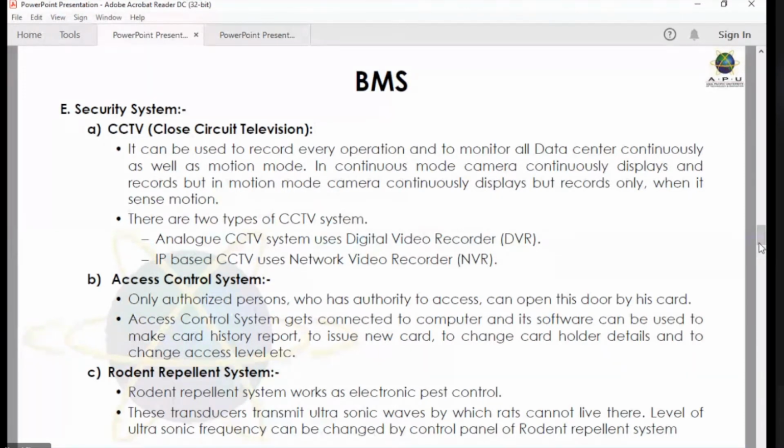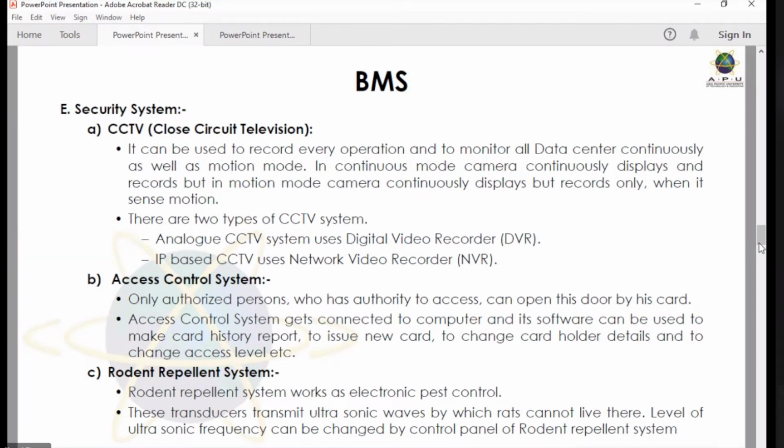Okay, in continuous mode, cameras continuously display and record, but in motion mode, cameras continuously display but record only when they sense motion. अब continuous mode मा चाहिँ त्यो continuously चाहिँ उले के गर्ने भयो, को आयो को गयो भनेर चाहिँ उले सबै रेकर्ड गर्ने भयो 24 hours 7 days a week. Okay, but in case of continuous mode मा सबै रेकर्ड गर्छ. मोशन मोड मा चाहिँ केही हल्लियो भने, okay, if there is any motion then automatically it will start to record, otherwise it won't record anything.